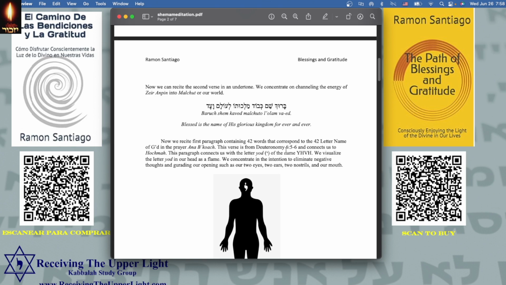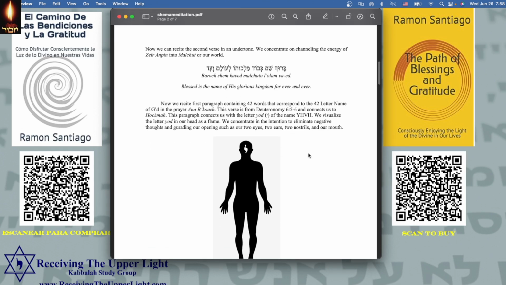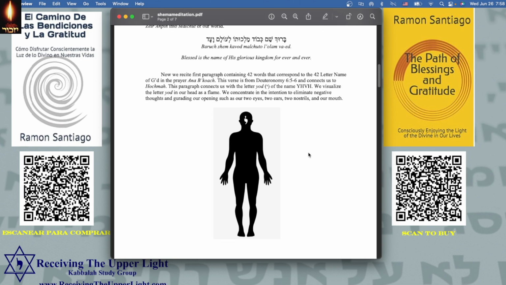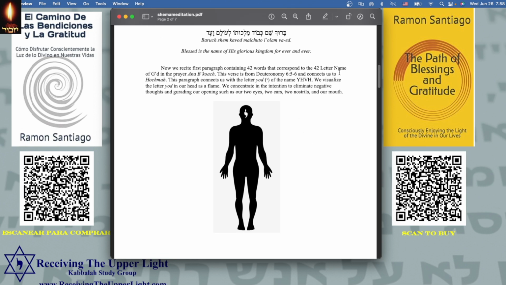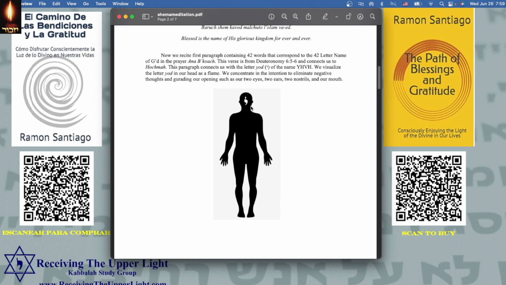Now we're going to recite the second verse in an undertone, right? The Baruch Shem Kavod. Then we recite the first paragraph containing 42 words that correspond to the 42 letter name of God in the prayer Ana Bekoach. This verse is from Deuteronomy, and we're going to connect with the letter Yod, and visualize the letter Yod as a flame in our head. And we concentrate on the intention to eliminate negative thoughts and guard our openings such as our two eyes, two ears, two nostrils, and our mouth.